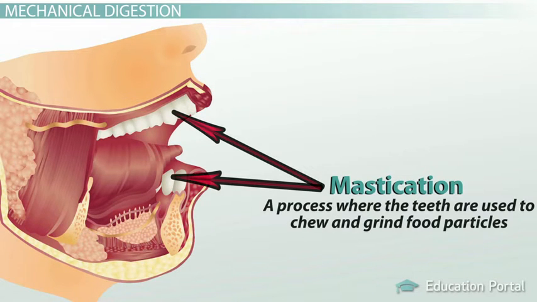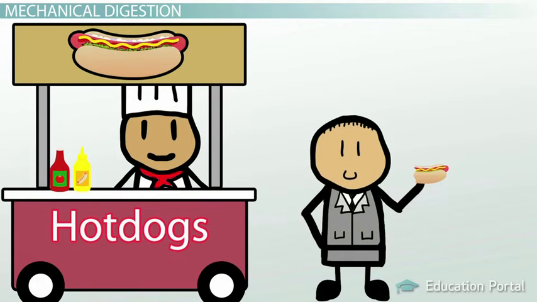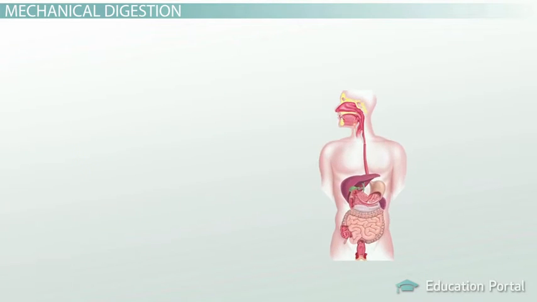With the help of the tongue, the chewed food is mixed with saliva to moisten and hold the food together, making it easier to swallow. Now that Frank's first bite of hot dog has been mixed with saliva and broken down by the teeth, transforming it into a slippery mass, it's ready to begin the rest of its journey through the alimentary canal.